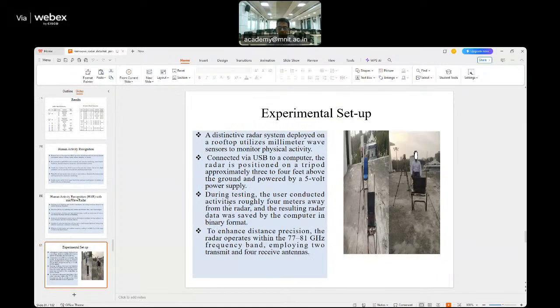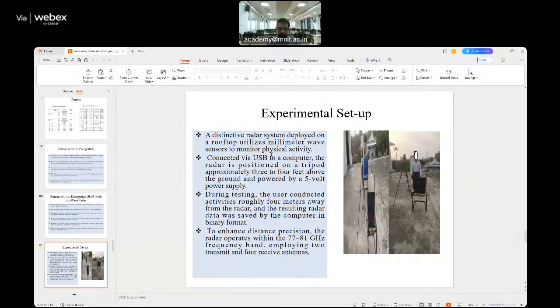Now coming to the experimental setup. As we are focusing on human activity, a distinctive radar system deployed on a rooftop utilizes mmWave sensors to monitor physical activity, whether the person is sitting or moving. It is connected via USB to a computer. The radar is positioned on a tripod approximately 3 to 4 feet above the ground and powered by a 5-volt power supply. During testing, the user conducted activities roughly 4 meters away from the radar, and the resulting radar data was saved by the computer in binary format.